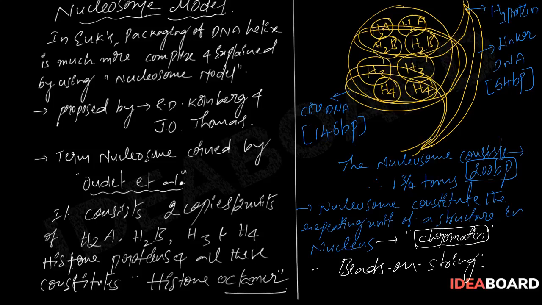The packaging of chromatin at a higher level requires an additional set of proteins that are collectively referred to as non-histone chromosomal proteins. Non-histone chromosomal proteins are also present in addition to histone proteins.